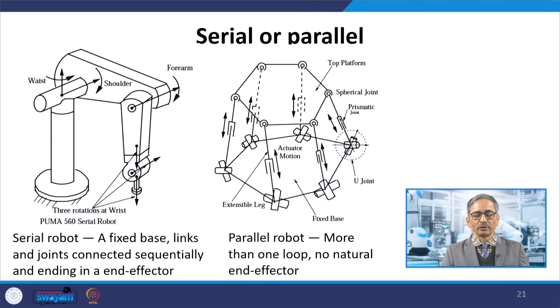Let us look at this classification, that is serial or parallel. This figure shows the serial robot, where we have a fixed base and various links connected sequentially and ending in an end effector. Whereas in the case of parallel robots, there are many loops and there is no natural end effector.